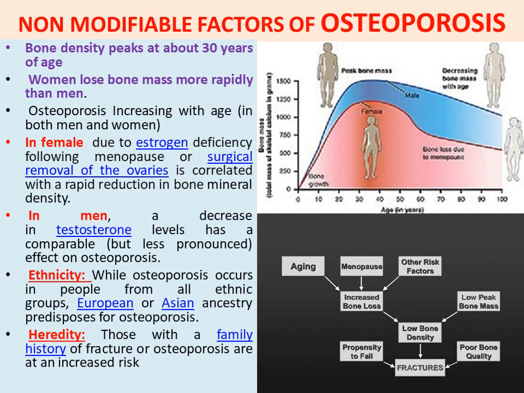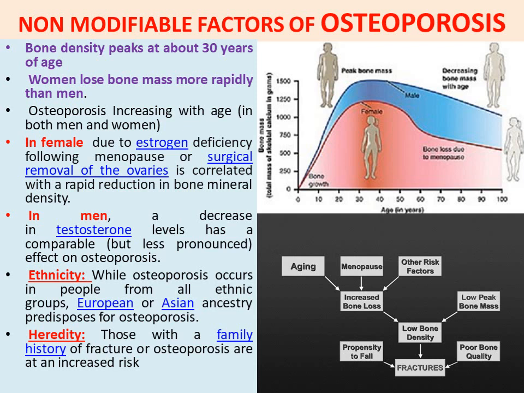Ethnicity. Osteoporosis occurs in people from all ethnic groups. So there is no particular ethnic group. All ethnic groups will get osteoporosis due to calcium deficiency. European or Asian ancestors are more susceptible. Hereditary. Those with a family history of fracture or osteoporosis are at increased risk. So they have a highly increased risk of getting osteoporosis.